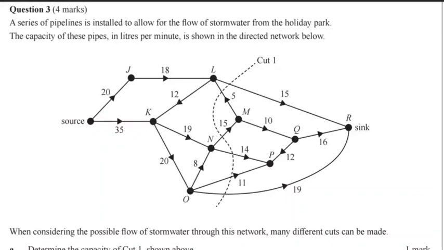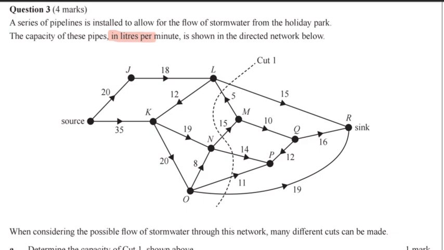Let's discuss question 3 of the 2022 paper. A very interesting question, very unlike some other questions that have come in the previous years. A series of pipelines is installed to allow for the flow of storm water from the holiday park. The capacity of these pipes is given in liters per minute and is shown in the directed network.